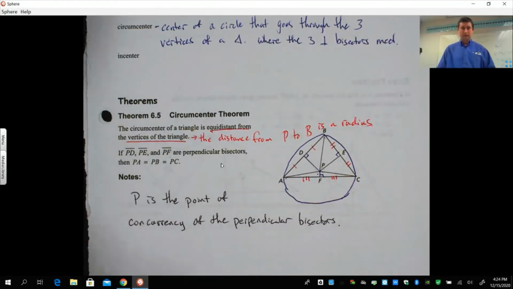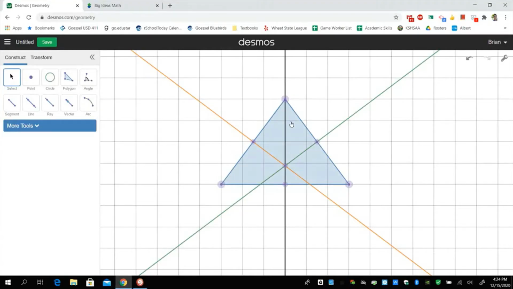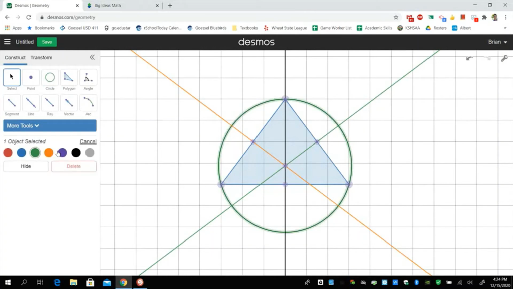So when I go back to my Desmos diagram here, that means I can make a circle. I choose my circle tool. Here's my center, and I stretch it out to here, and you notice it goes through those three. A different color here, whatever we used. Gray, that's kind of boring. Red. Okay, and it goes through those 3 points. So the circumcenter is where the perpendicular bisectors meet.